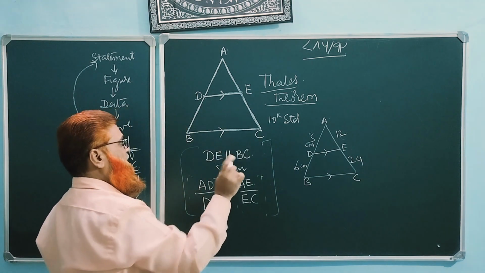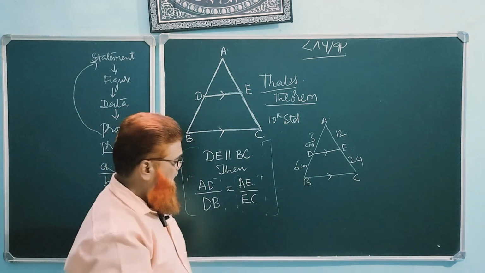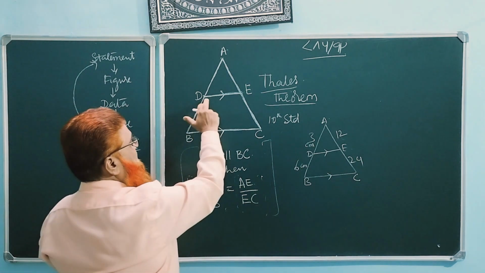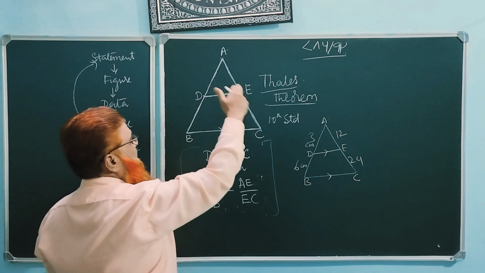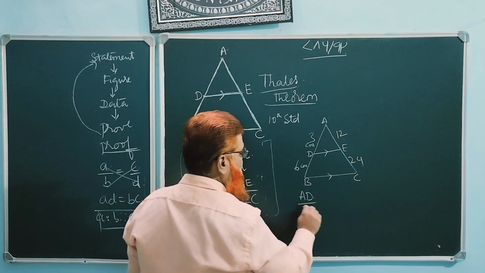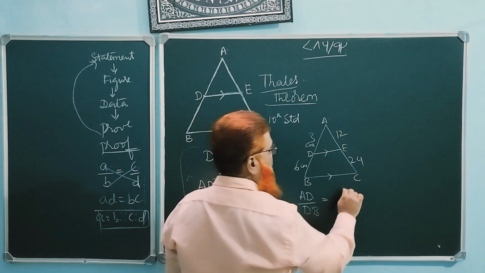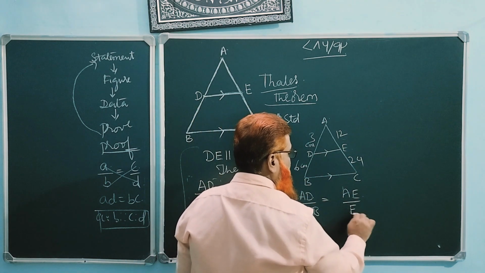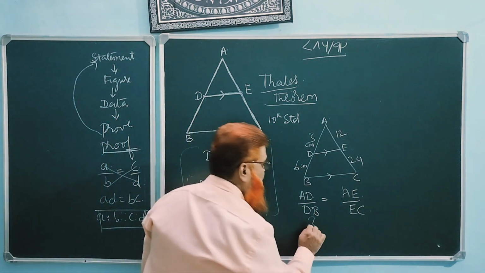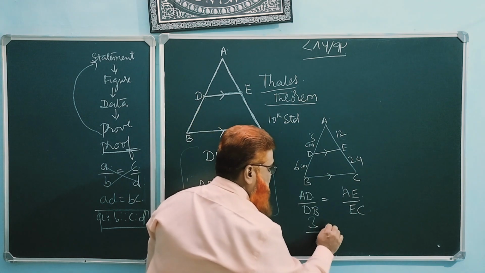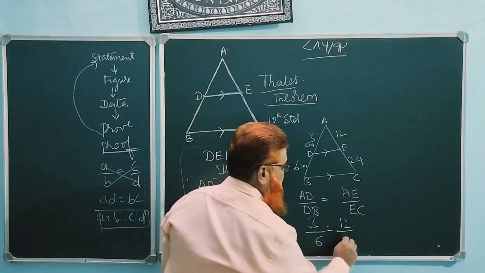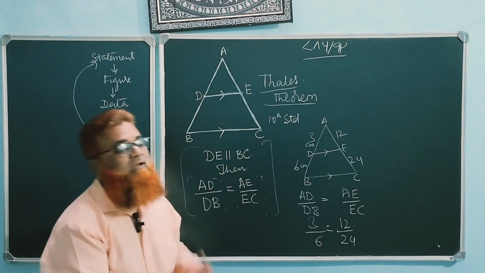ABC is a triangle, alright. DE is parallel to BC, okay. Then what is the consequence and the result? Then these two points divide AB and AC into equal ratios. Take an example: AD by DB is equal to AE by EC. I would like to have your full attention. So what is AD? 3. What is DB? 6, equal to what is AE? 12, and what is EC? It is 24.